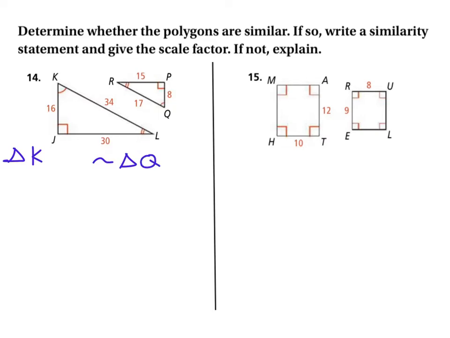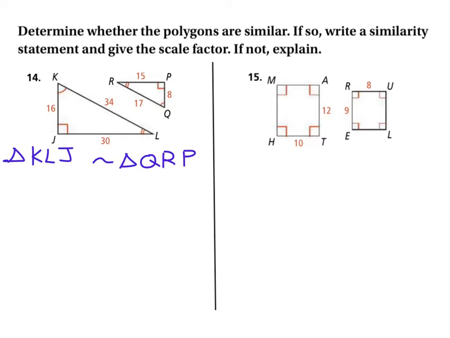And now, what comes after K? Let's go to the one with two angle marks, L. K, L. And what has two angle marks in the small triangle? That's R. And then finally, the third vertex for the big triangle is J with a 90-degree angle, and that's going to also correspond with P on the smaller triangle. So triangle KLJ is similar to triangle QRP.